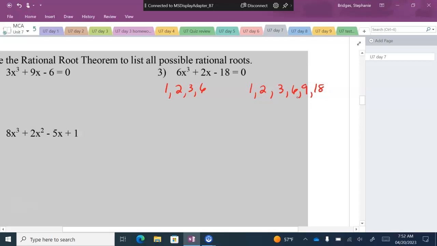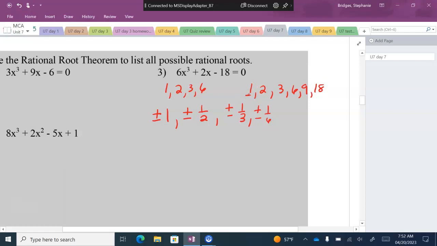What is always one of our possible rational solution sets? Plus or minus what? 1. Plus or minus 1 is in every one because everyone has the factor of 1. So I'm going to start, okay, plus or minus 1 over 1, which is 1. Plus or minus 1 over 2, which is 1/2. Plus or minus 1 over 3. And plus or minus 1 over 6. That's just using that first one, right? So we're going to have quite a few here.